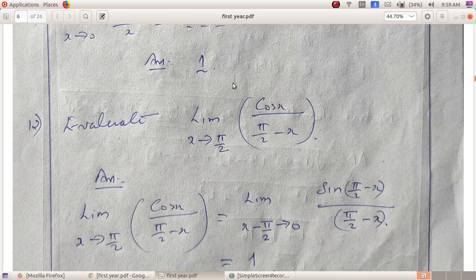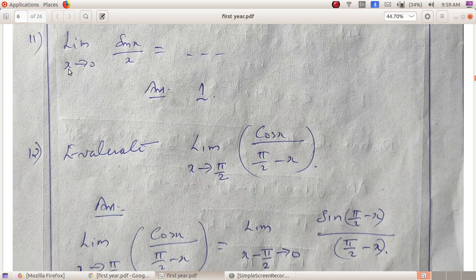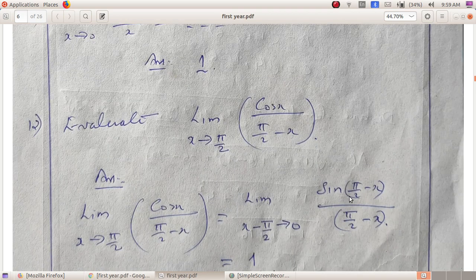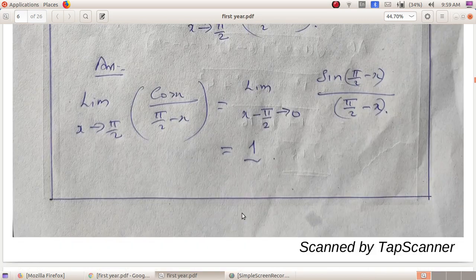Cos x, by the formula sin (90 minus x) is equal to cos x. So sin 90 means pi by 2. Pi by 2 minus x divided by pi by 2 minus x. Then this is the formula: limit x tends to 0 sin x by x. It is x, it is x. And the answer is 1. If it is y, the answer will be 1. Similarly, here x minus pi by 2. So the answer is 1. Okay.